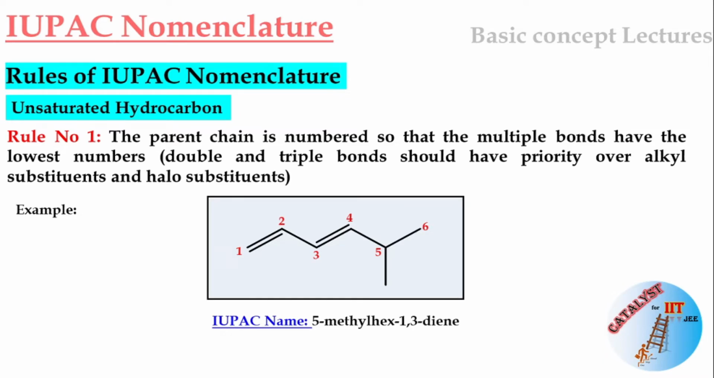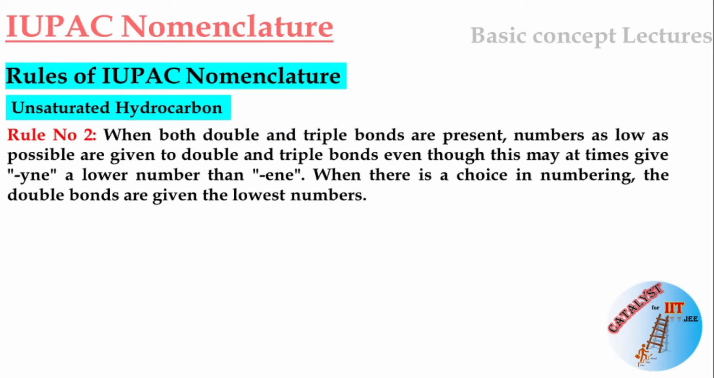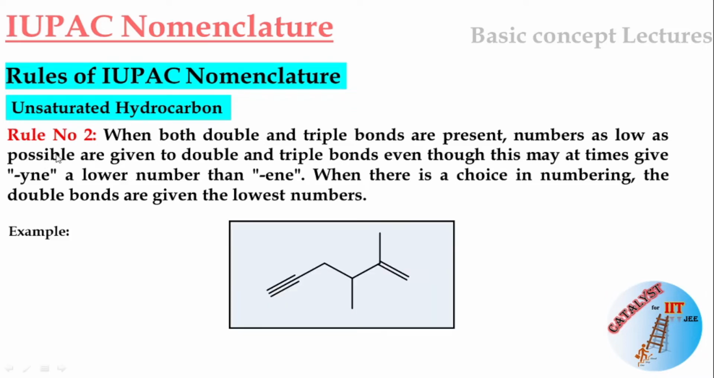How you number your parent chain depends on rule number 2, which says that if both double bond and triple bond are present, you have to give the lowest possible number to your double bond rather than giving the lowest possible number to your triple bond. And alphabetically ene comes before yne, so you have to give priority to ene. In your IUPAC name you have to write ene first, then yne.